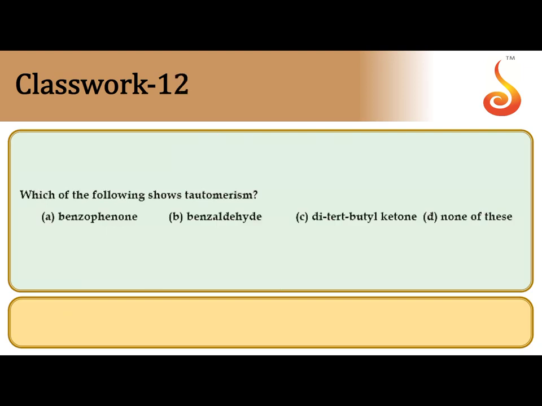Which of the following shows tautomerism? To exhibit tautomerism, you remember, an electron withdrawing group is compulsory and at least one alpha hydrogen is required. So benzophenone, you observe the structure, C6H5COC6H5. It has no alpha hydrogen, so benzophenone won't exhibit tautomerism. Benzaldehyde, if you are able to write the structures, you can identify whether it is going to exhibit tautomerism or not. This is also having no alpha hydrogen, so B is wrong.